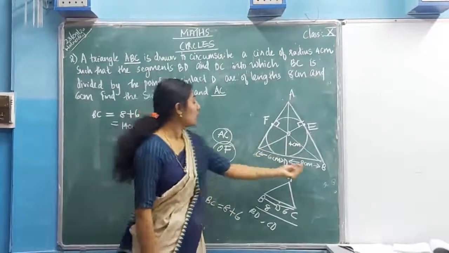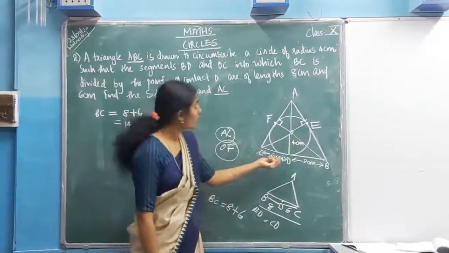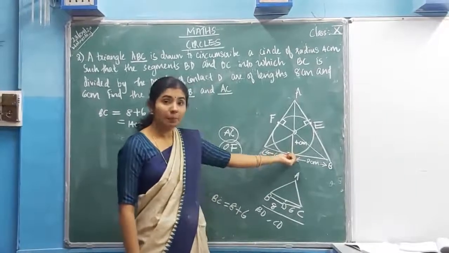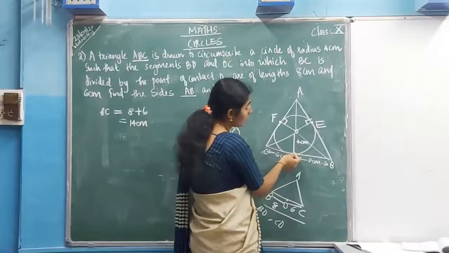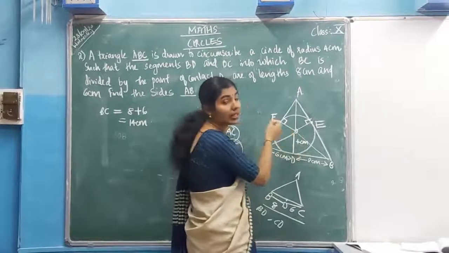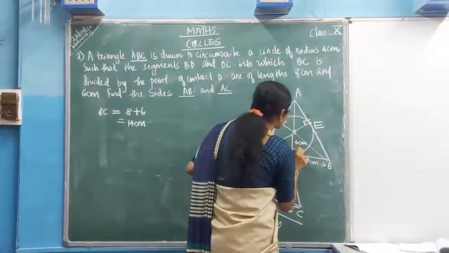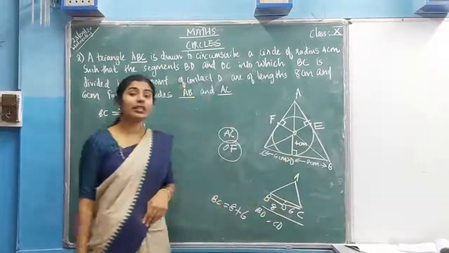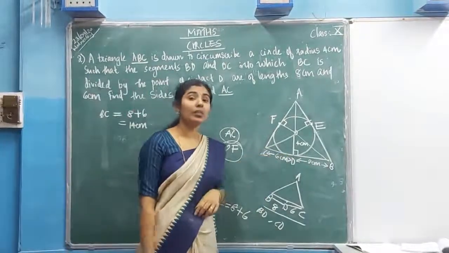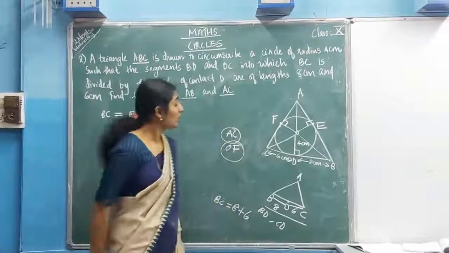Again you see BC is the tangent. Its point of contact is D. And from D we are drawing one radius. So the radius is perpendicular to the tangent. So here also the angle formed is 90 degrees.